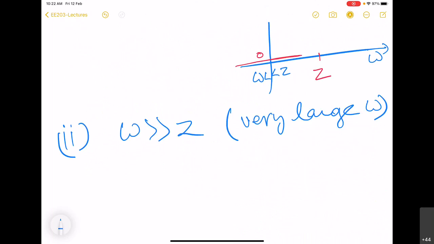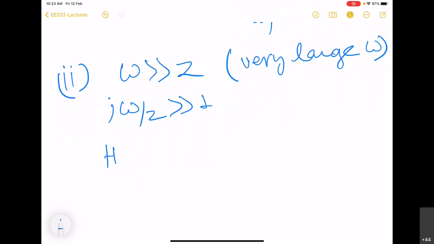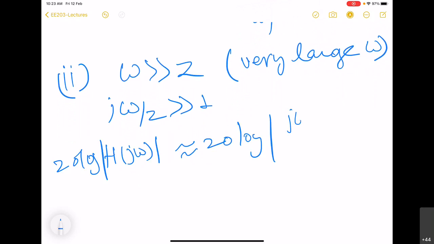Very large omega. So for this case, we can see that omega by Z is going to be much, much greater than 1. And this will allow us to simplify the expression here. For this case, 20 log mod H(j omega) will get approximated to 20 log mod j omega by Z.